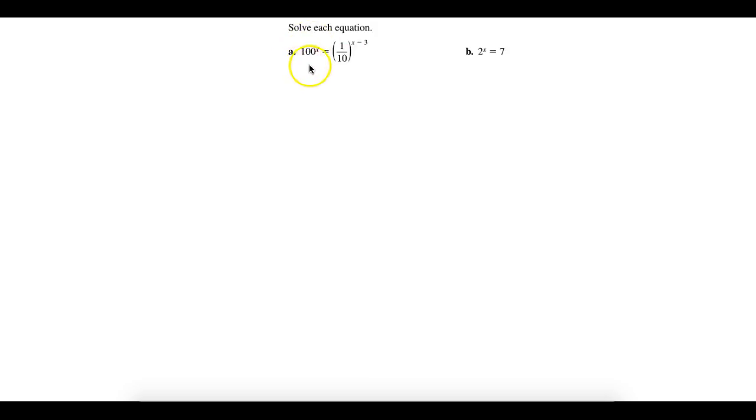Now, right away we can tell that these are both powers of 10. For example, 100 is just equal to 10 squared. And if we look at 1 over 10, that's also a power of 10. That is just 10 to the negative first power. So right here, even though at first glance it doesn't look like we have the same base, by taking the current bases of 100 and 1 over 10 and rewriting them as powers of base 10, we can actually do this.